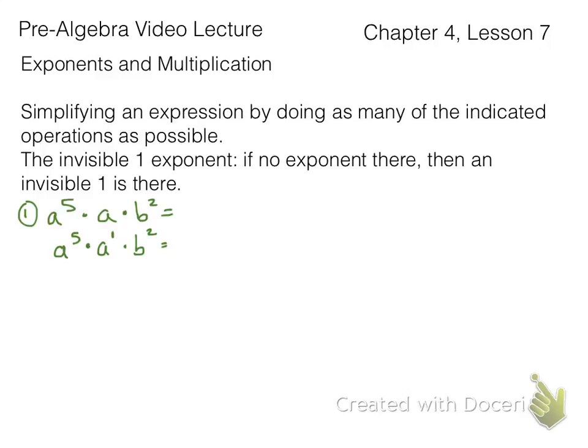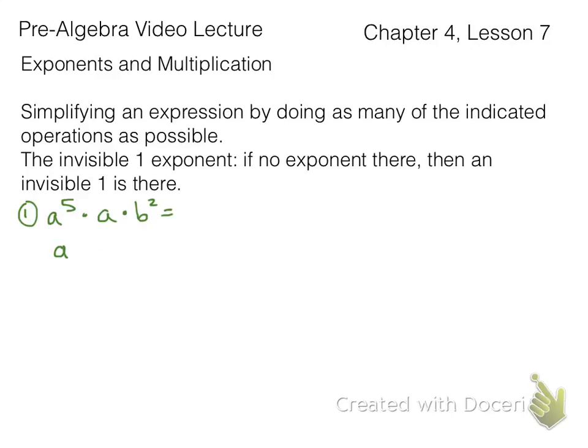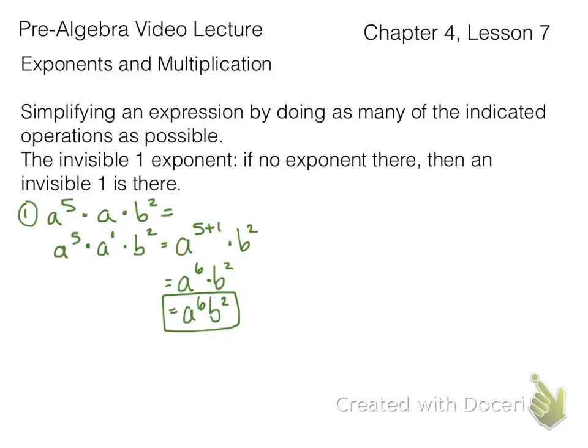Well, we can add exponents that have the same base. I'm going to skip ahead and show you that real quick. There you go. Same base. Add exponents if they have the same base. But we'll talk a little bit more about why you can do that in just a second. So now that they've got the same base, we can add them. So a to the fifth plus 1 is a to the sixth, which times b to the second is a to the sixth, b to the second.